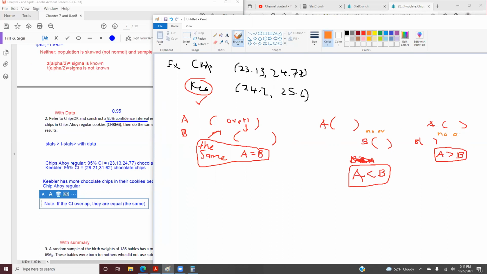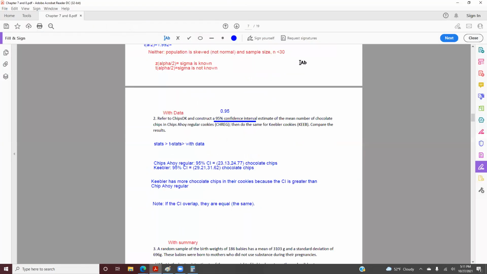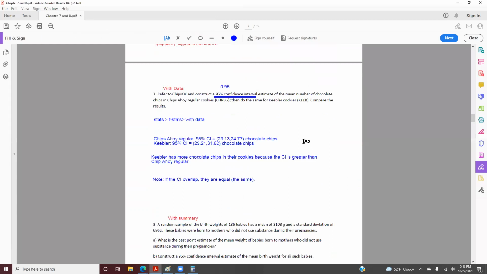Okay. So for our example here, because they don't overlap, we find out that this is your Chips Ahoy and this is your Keebler. Keebler is a bit far away from Chips Ahoy in terms of the confidence interval. So this is what happens: Keebler is better than Chips Ahoy in this case. Questions, you guys? Yeah, you will see this in your homework. You're correct, 7.2. So this is very important.